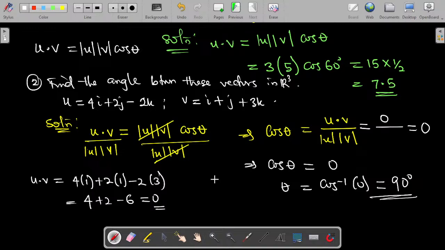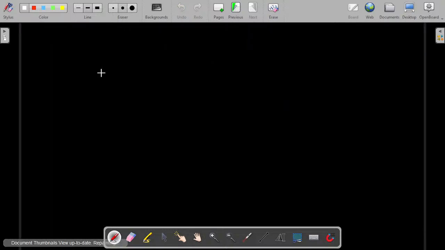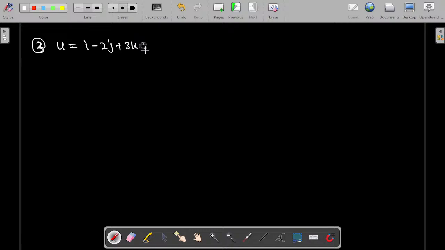I'm going to give you an example for you to do now. Thank you, Precious. Look at the third example. In this case, I'm giving you u as i minus 2j, and v is equal to 2i minus j plus 5k. Find the angle between them.